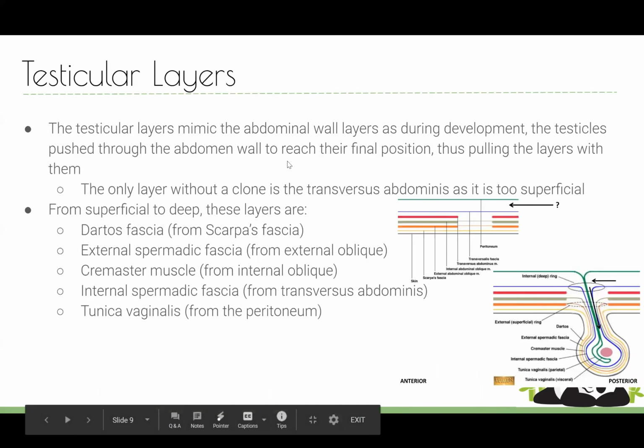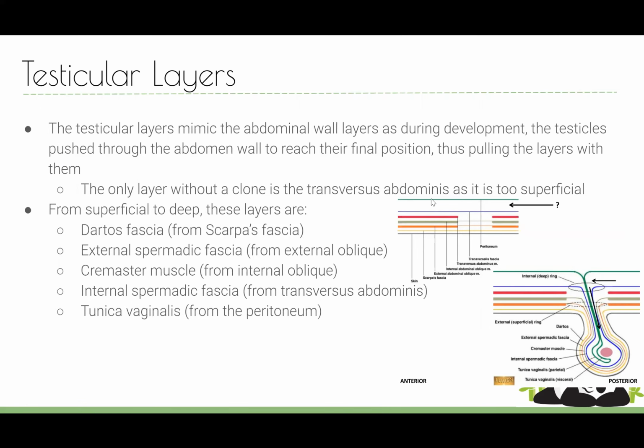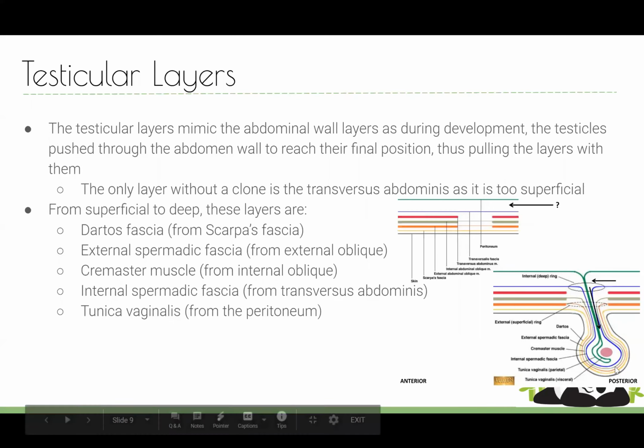The testicle layers will mimic the abdominal wall layers, as I said. The only one they miss is the transversus abdominis layer, as it was way too, I guess, superficial. So you'll notice that this transversus abdominis layer in this diagram is absent, and is absent in this kind of diagram where it showcases it pushing through. So if you imagine what's going on here, this is the testicle, I guess. It pushes through all these different layers and goes through. This diagram is quite good. I would remember this diagram and learn this diagram, I guess.